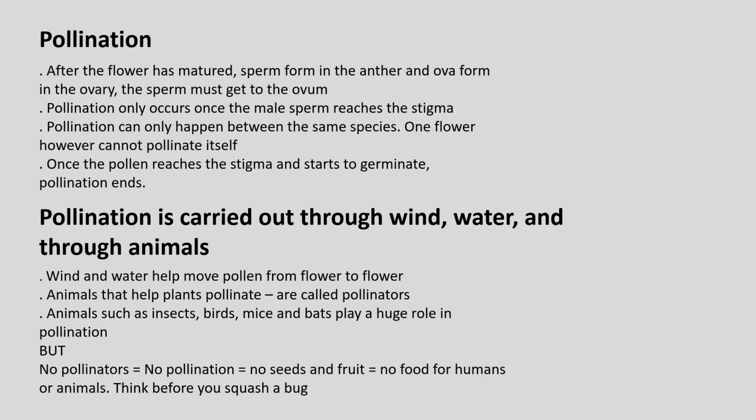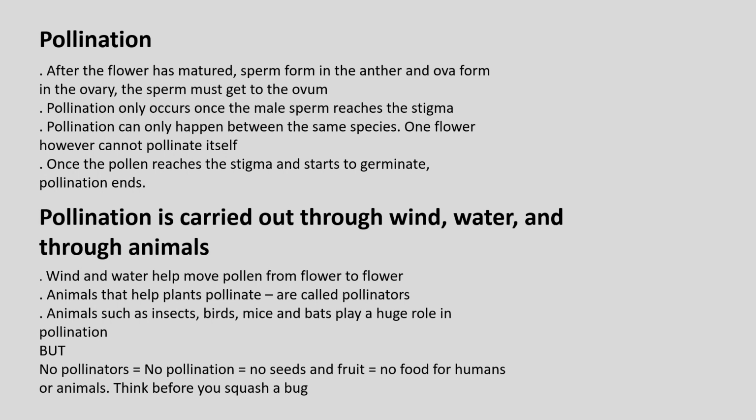Number one, we have wind, we have water, and we have animals, right? Wind and water help move pollen from flower to flower. Animals that help plants pollinate are called pollinators. Animals such as insects, birds, mice, and bats play a huge role in pollination.